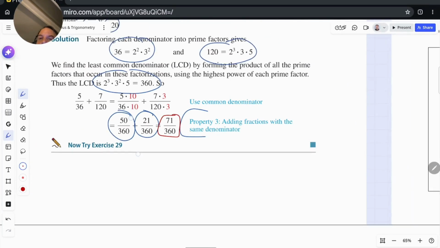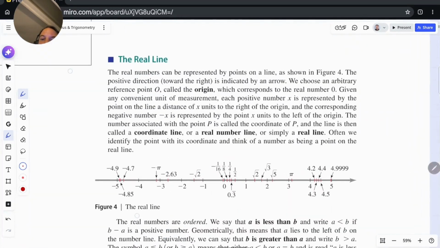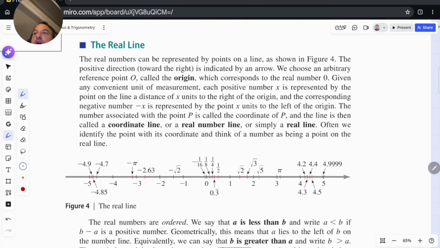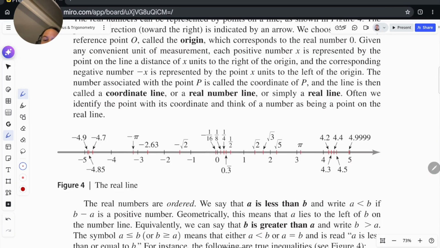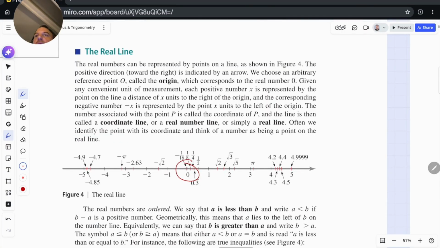All right, let's go to the real line. That's our next section. Here's our real number line. Choose an origin of 0 that will correspond to 0, right in the middle. Then from here, we can understand the properties of our number line. To the right of the origin will be positive numbers.